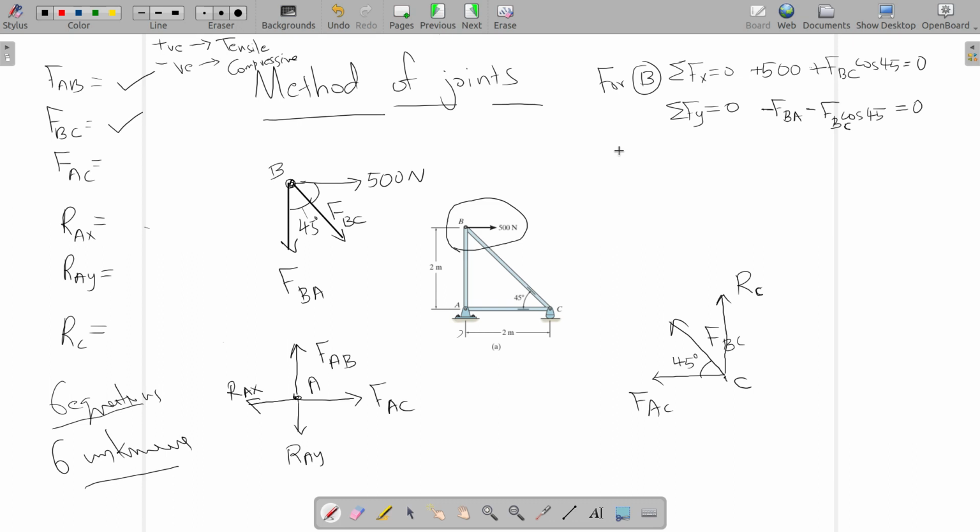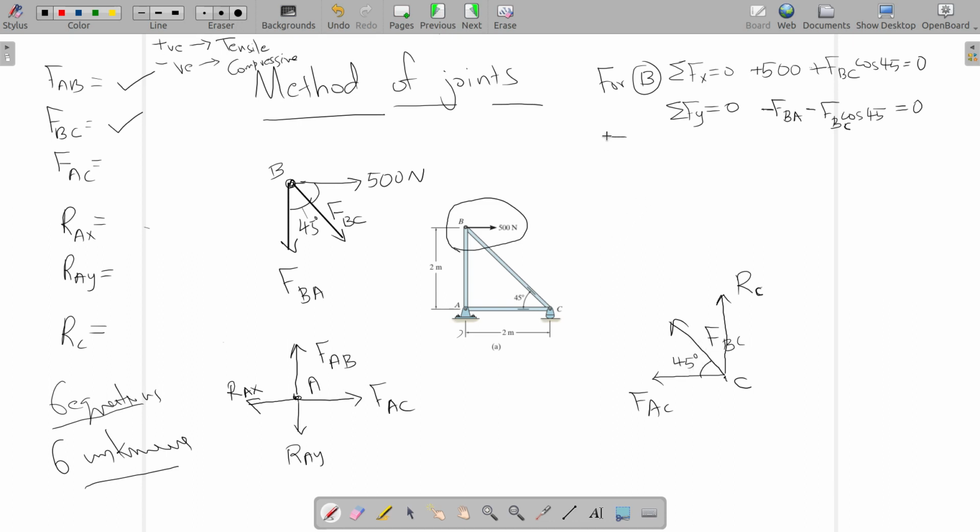Now let's move on. So now we know FBA and FBC. FAB is equal to FBA, and if you use FAB here, again you have 3 unknowns. So let's not solve this here, let's solve this one. Here FBC is known, right?